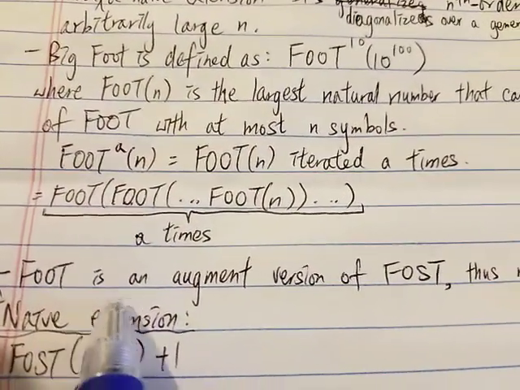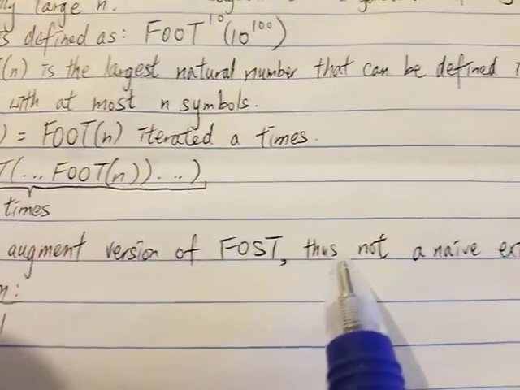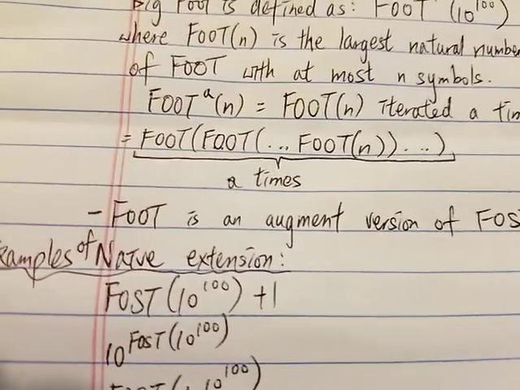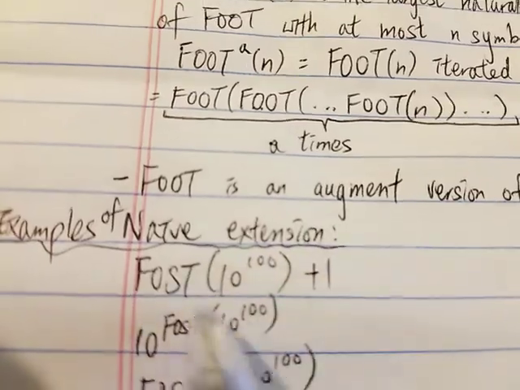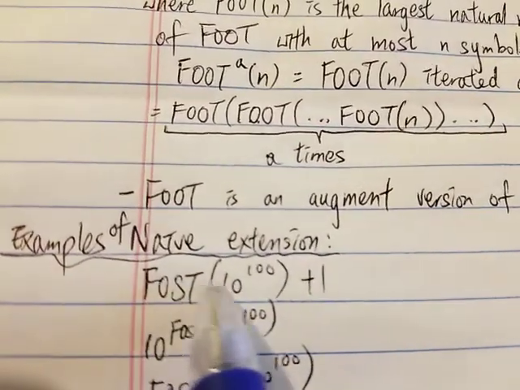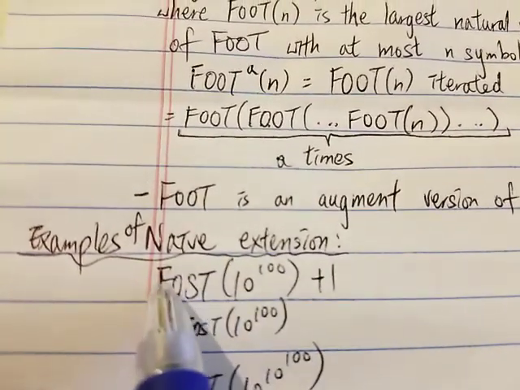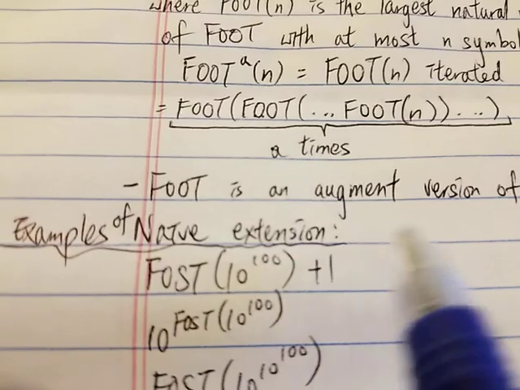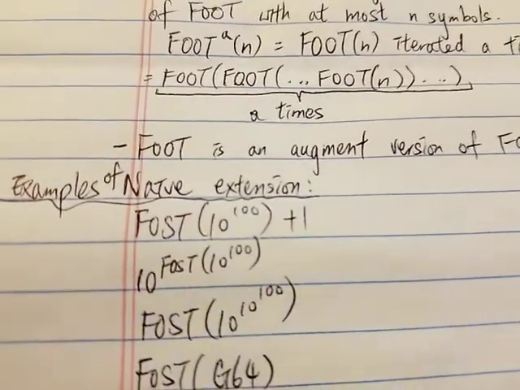So Foot is basically an Oodle version of FOST. Thus, it is not a naive extension. So what are some examples of naive extension? For example, FOST a googol plus 1. So this is basically Rayo's number plus 1, because FOST 100 is equal to Rayo's number. So Rayo's number plus 1 is a naive extension.